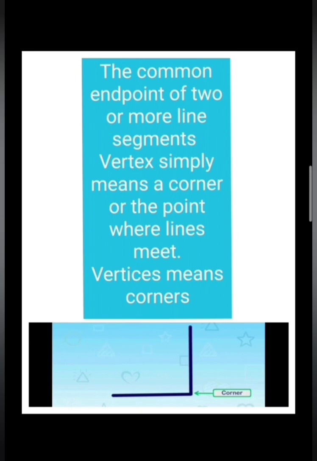What is a corner? The common end point of two or more line segments is called a corner. A corner simply means the place where two lines meet or two sides meet. Another word used for corner is vertex and the plural is vertices. So we can use corners or vertices. Both mean the same.